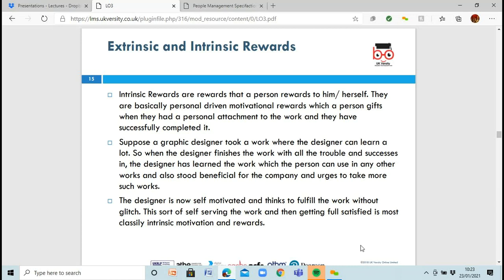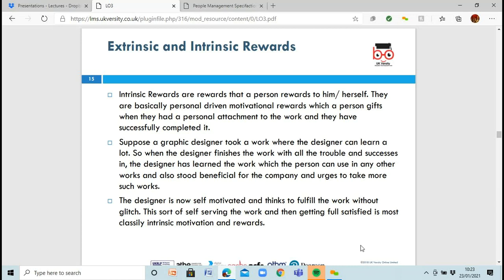So intrinsic rewards are rewards that a person gives to themselves. So they're personally driven towards their own motivational rewards, and it's something that they give to themselves. They've got a personal attachment to what they're getting. So for example, we've got an example of a graphic designer who took a work where the designer can learn a lot. So when the designer finishes the work with all the troubles and successes in, the designer has learned from the work, which the person can use in any other works.